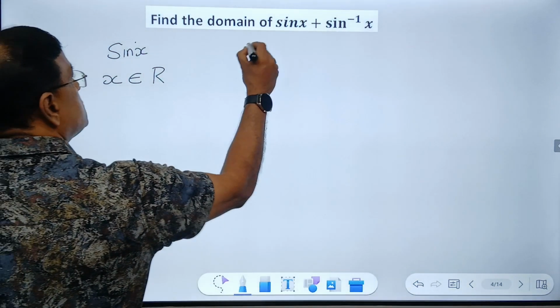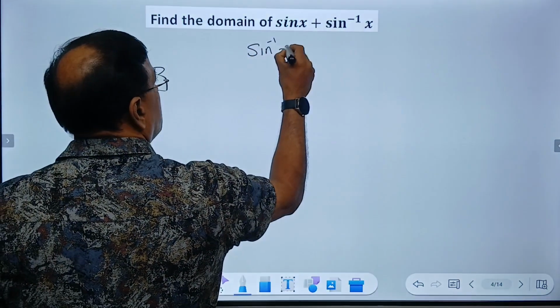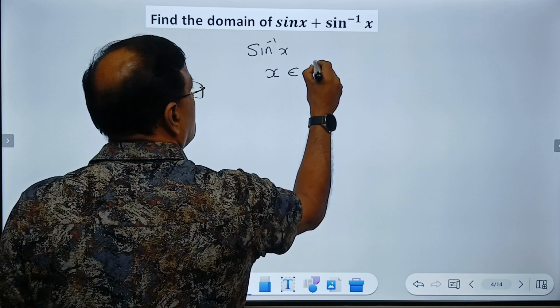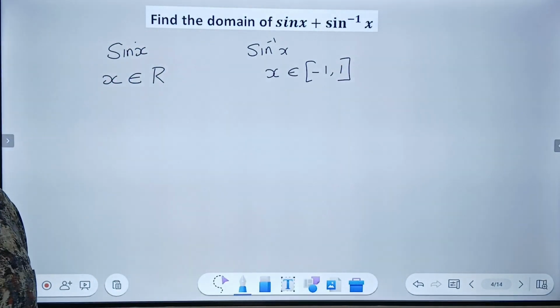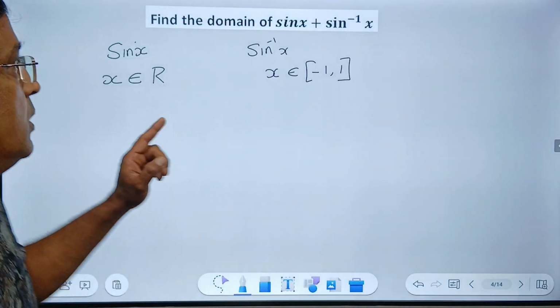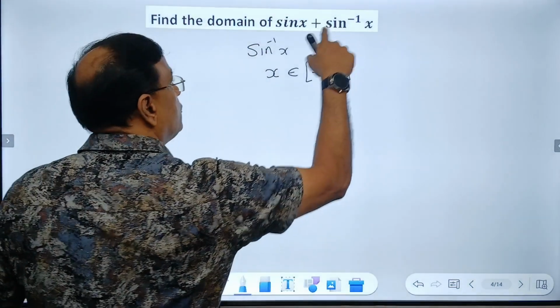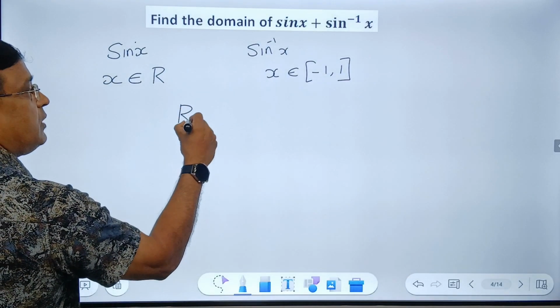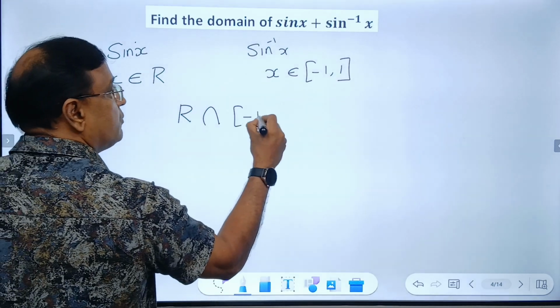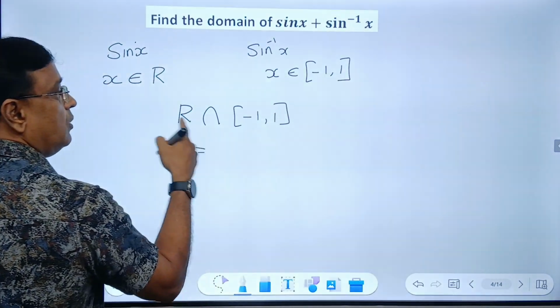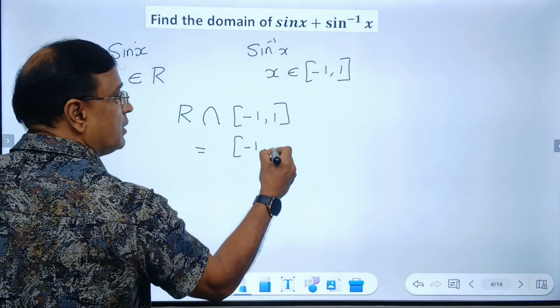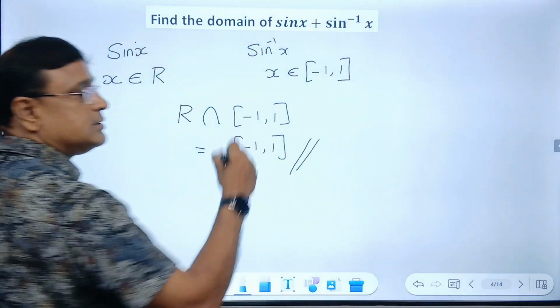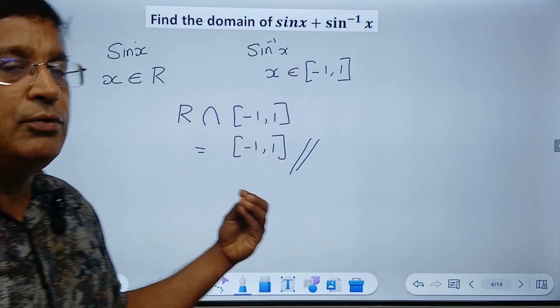Now for sine inverse of x, your x lies in the closed interval minus 1 comma 1. Now it is a combination of these two, so there must be an overlap. So what is R intersection minus 1 comma 1? The real numbers intersection, this will be obviously minus 1 comma 1. So this is the answer. It's a very beautiful sum.